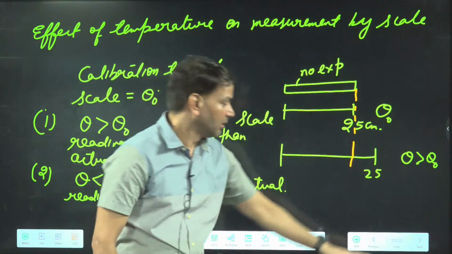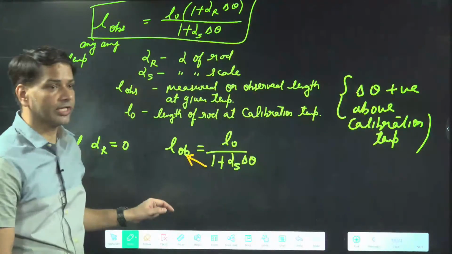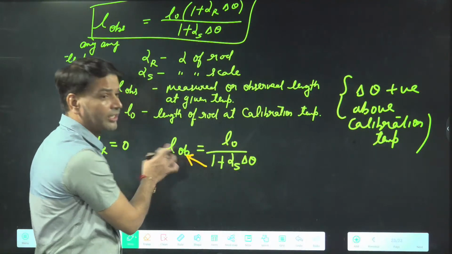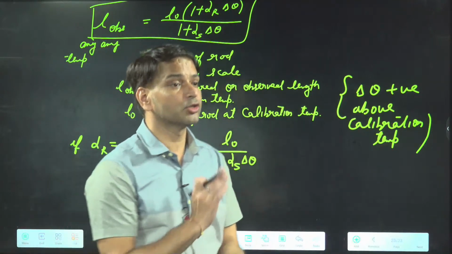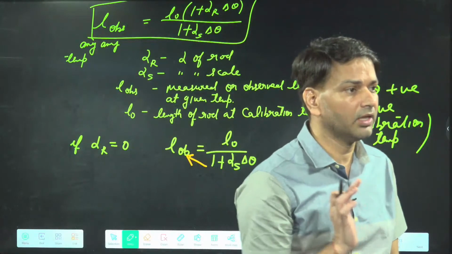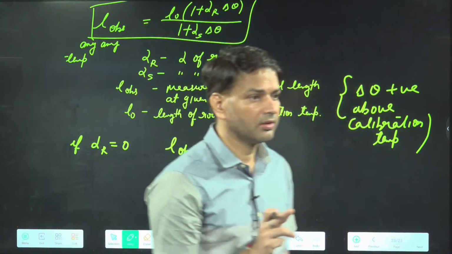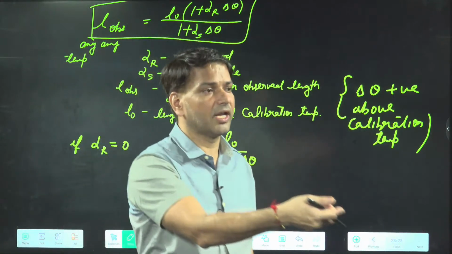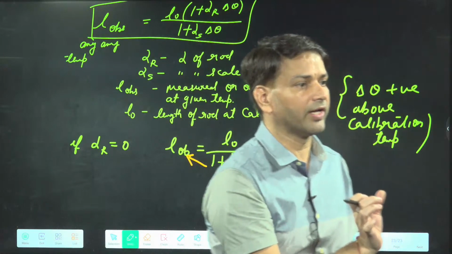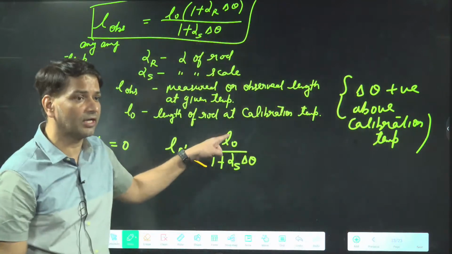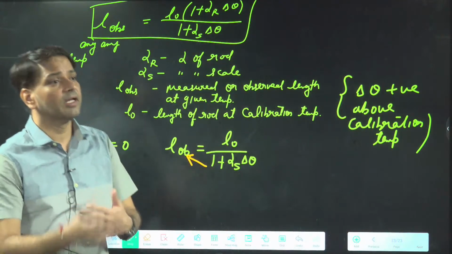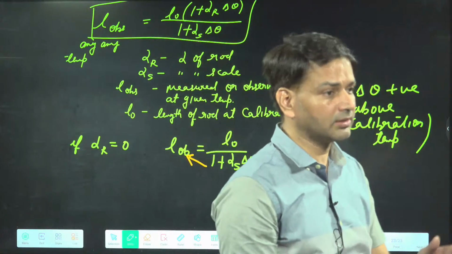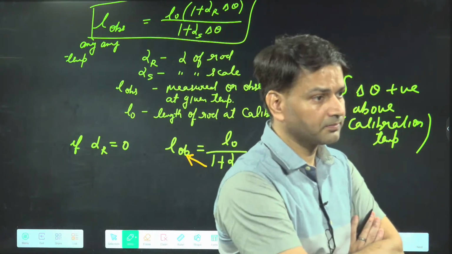Yes or no? So when I am using more than calibration temperature, this quantity is positive and it is more than 1. More than 1 into 25, you will get more than 25. So the actual length will be more than 25. If I am using above the calibration temperature and I observe that the length is 25, what is the actual length? The actual length is L naught, so L naught you will get more than 25. Like that, if you are measuring below the calibration temperature, the length will be lesser than 25. Understood or not?